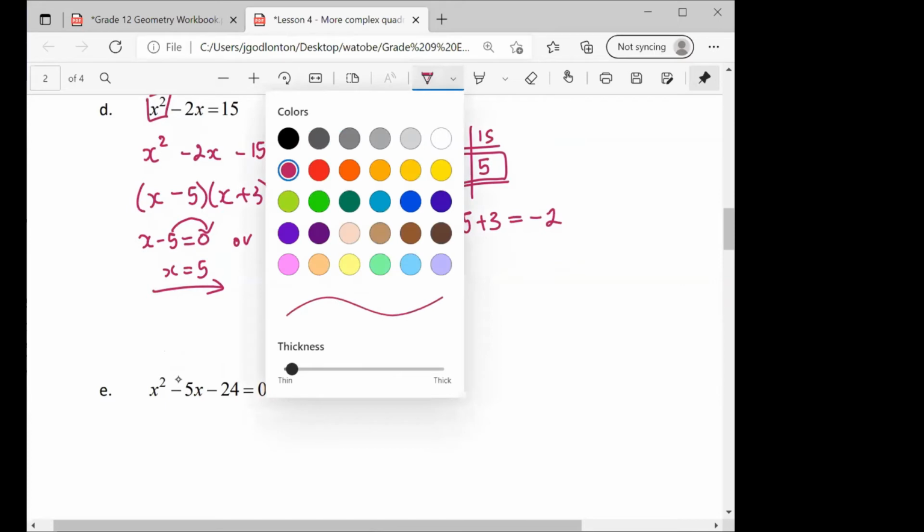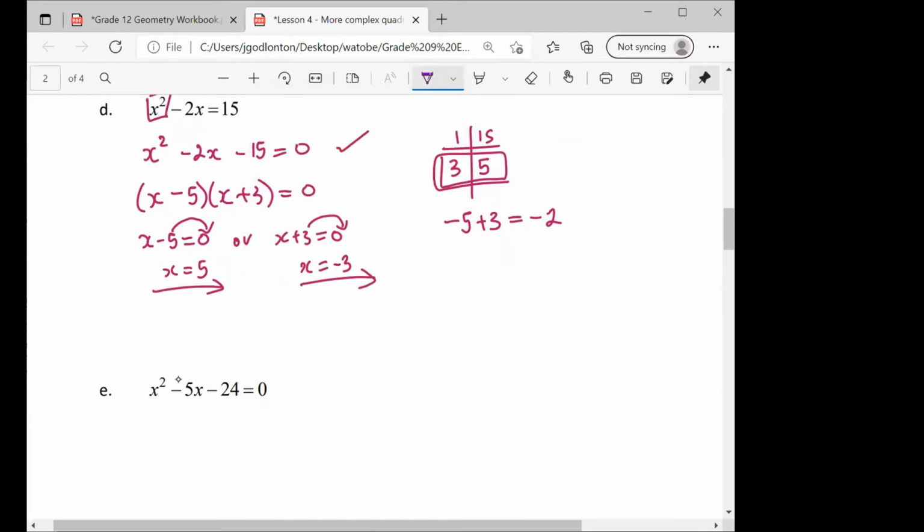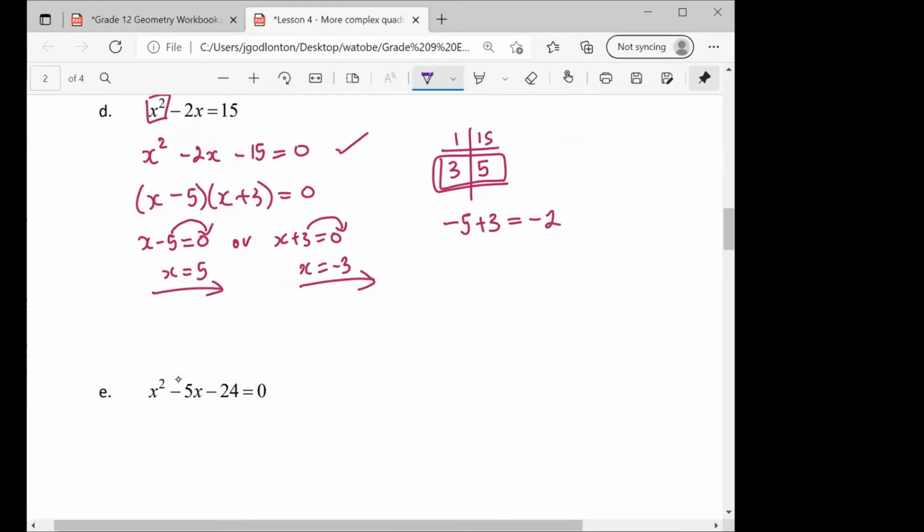Remember to write out your factor pairs. They'll always help you in finding your answers. Just going to give you a bit of guidance here in case you're struggling. We haven't done trinomials in a long time. Okay. So those are our factor pairs for 24.